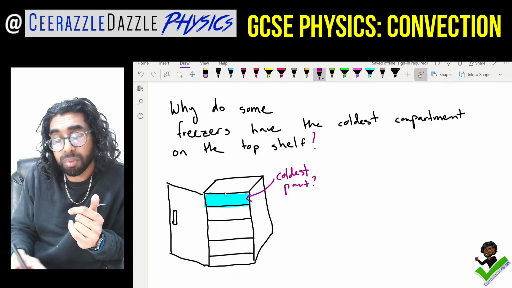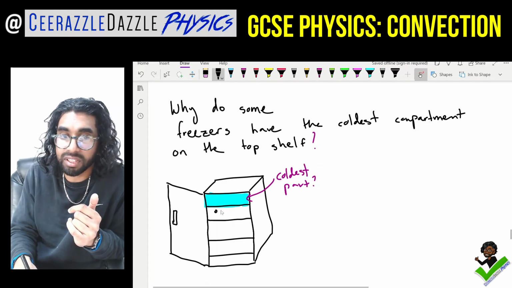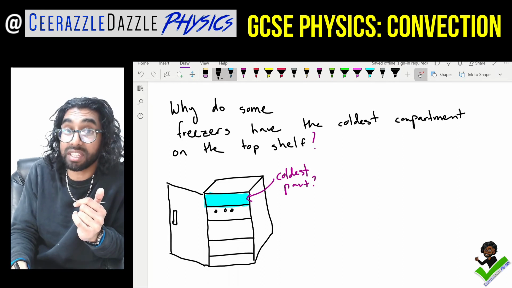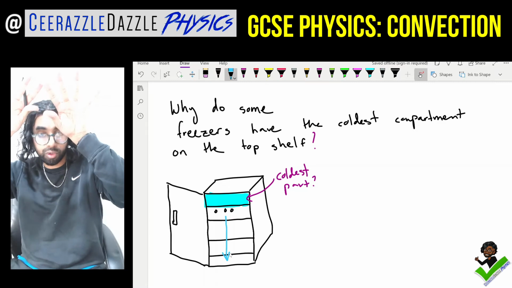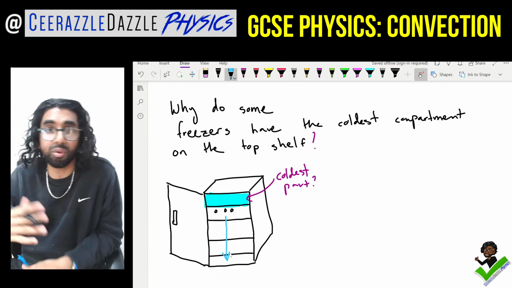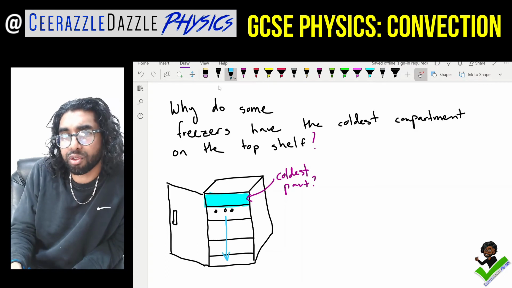You have the coldest part at the top. The reason why is because it will cool all the air underneath it. And obviously this air will then drop down and go through all the other shelves. So the cool air will drop all the way down, cooling all your food inside the refrigerator. That's the reason why. And think about if you draw the reverse scenario.